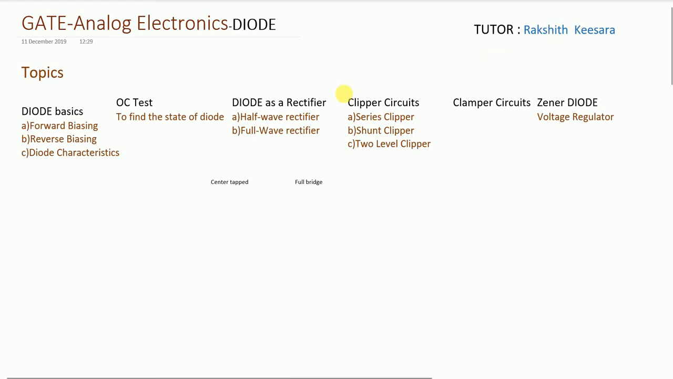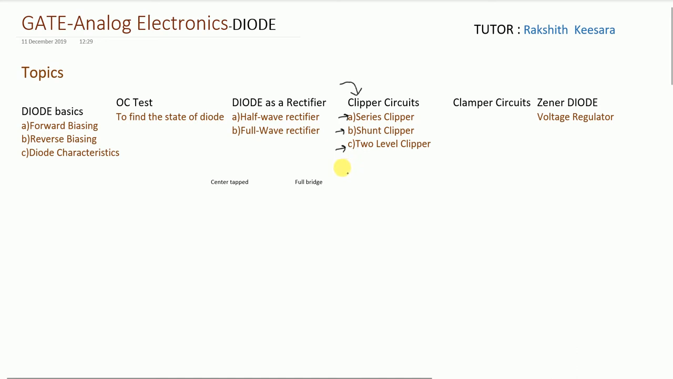Hello friends, till now we have discussed diode basics, open circuit test, and we started the applications of diode. In that applications we have completed the rectifier part, and I also solved previous year questions on this. After this rectifier we are moving on to clipper circuits. In clipper circuits there are three types of circuits: series clipper, shunt clipper, and two level clipper.